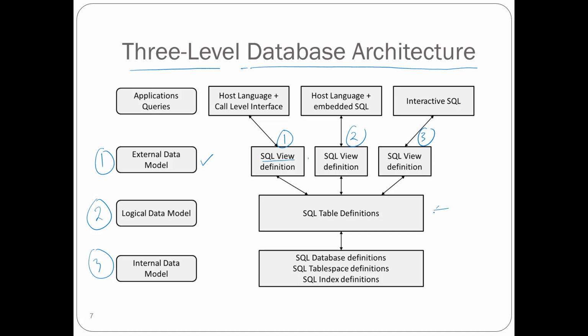Then if you come to the next level, which is the logical data model, there we use SQL table definitions. And in the third model, which is the internal data model, using SQL we will have the database definitions: SQL tablespace definitions and SQL index definitions. This is important information which I request you to keep in mind while you are starting: how SQL helps us in different layers of this three-level database architecture.